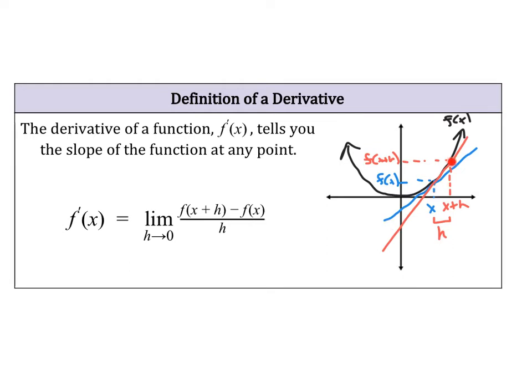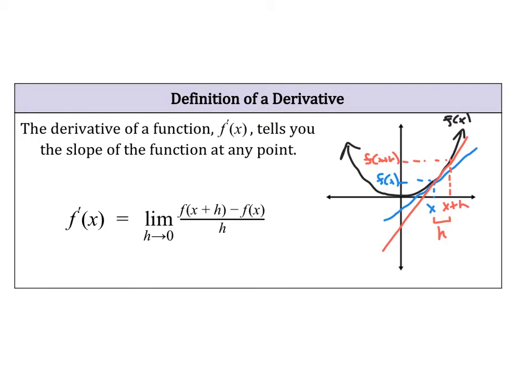However, you might notice that we can make this slope more accurate by picking a value that is closer to x. So if we can decrease this distance, this h value, if we can decrease the distance between our 2 points, we can get a much more accurate slope. So let's imagine we picked a value and then a value that is 0.0001 units to the right. The slope between those 2 points is going to be extremely close to the slope of our tangent line.